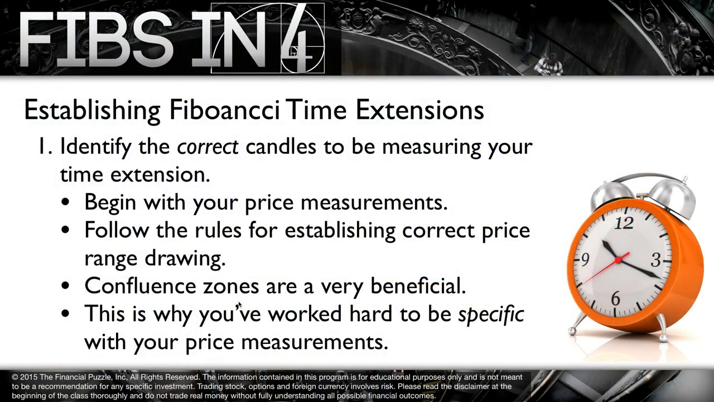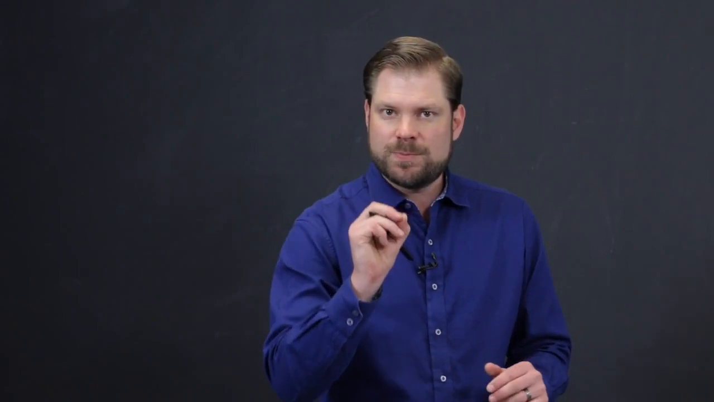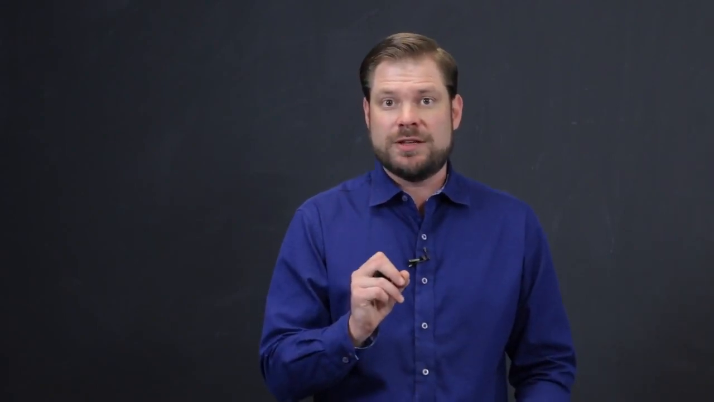So here are your rules for establishing Fibonacci time extensions. First of all, identify the correct candles to be measuring your time extensions. This is going to start with your price measurements. All right, and then follow the rules for establishing correct price range drawing, establishing your Fibonacci price zones. Confluence, if you can establish it, is very, very beneficial because it tells you that you are choosing the right candles. You're not fudging it, but you had to be very specific in the candles that you chose so that you got confluence to line up. So I would encourage you to use confluence when you're doing time projections.